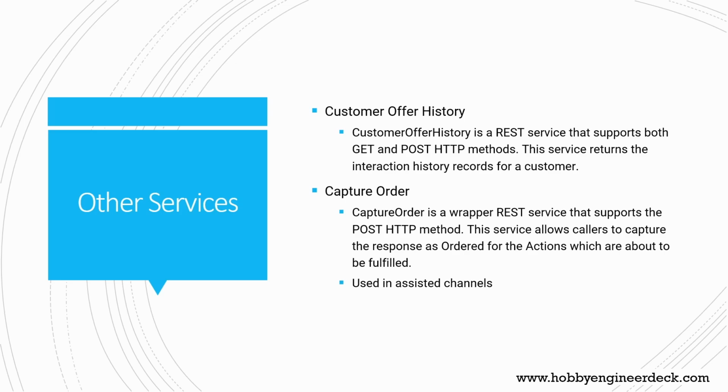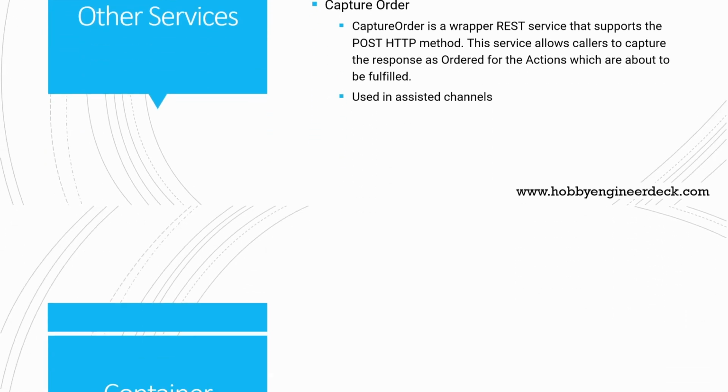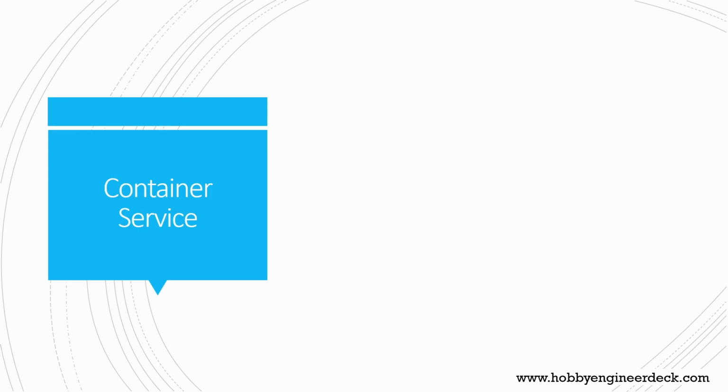So if that organization is using Pega as a system, they can use this capture order. They will have their own CRM system, right? From their CRM system, they will call the customers. And if the customers accept that particular offer, then immediately the system can use the capture order API to record that the offer has been ordered by the customer. Again, it will be stored under interaction history. Awesome. Now, in this video, let us purely focus on the container service.